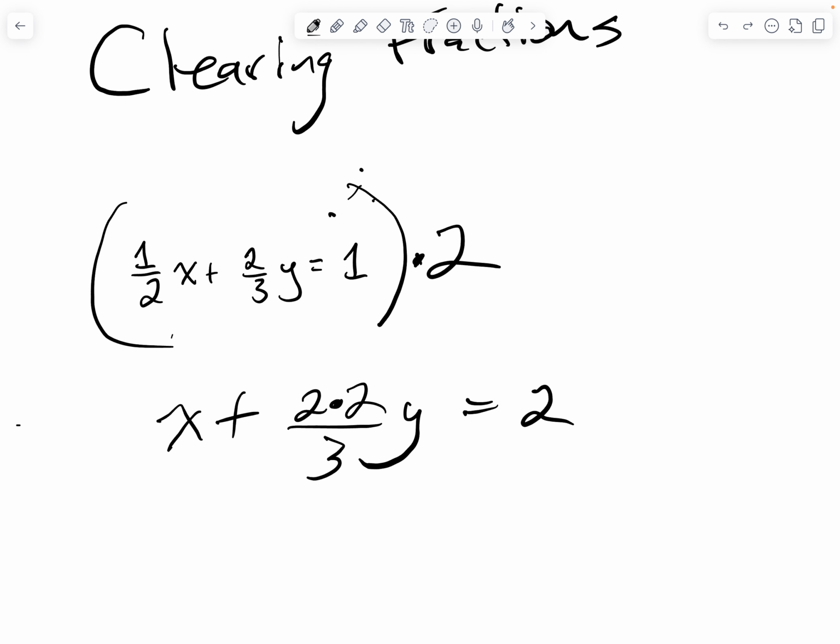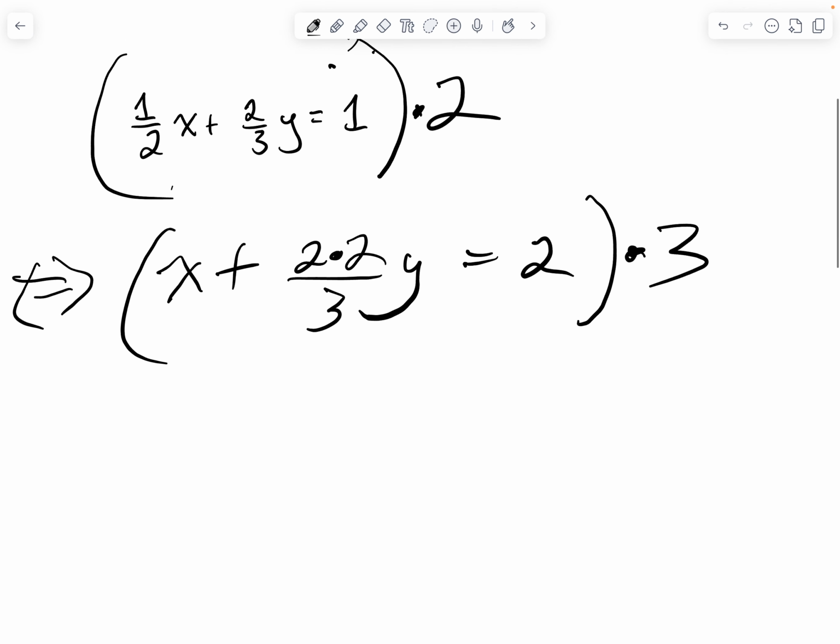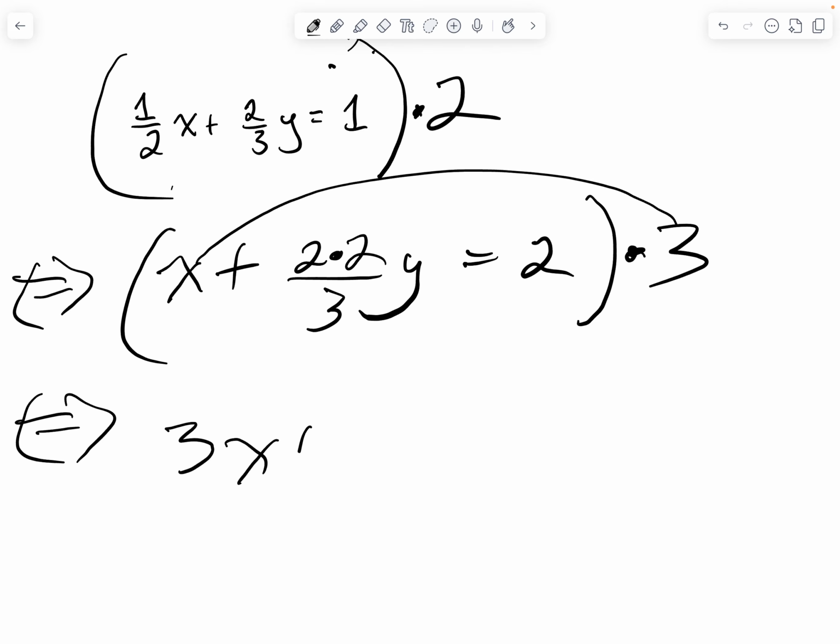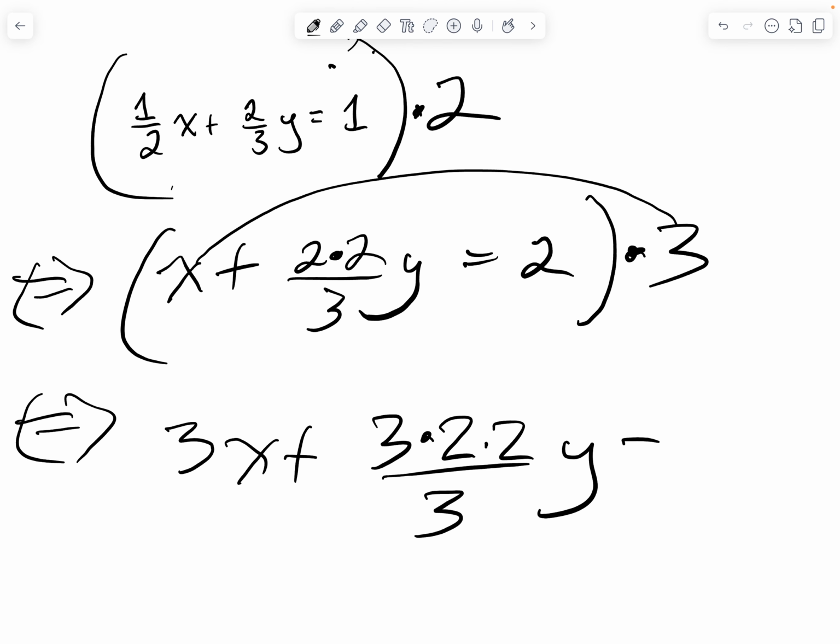So now these are equivalent. They have the same set of solutions. To get rid of the 3, I can multiply everything times 3. Okay. So 3x and 3 times 2 times 2 over 3. And then 2 times 3.